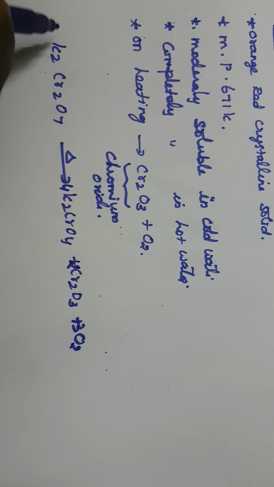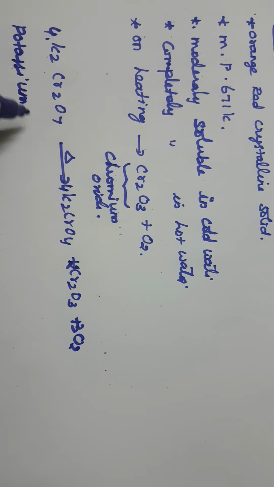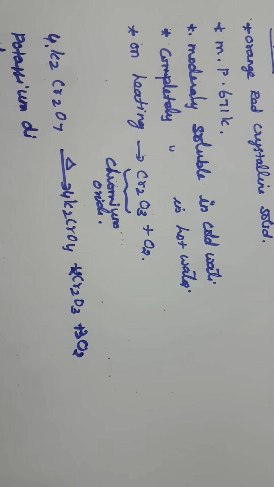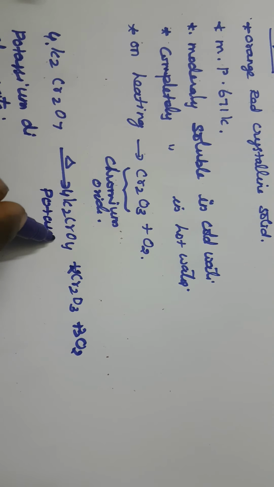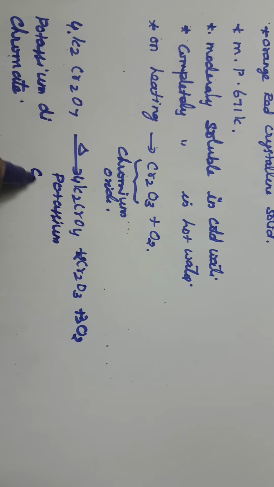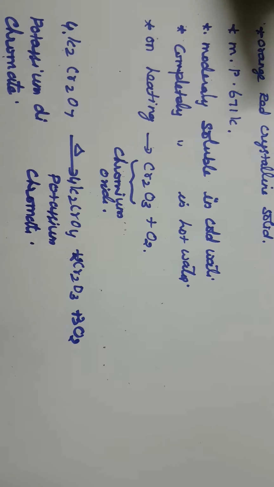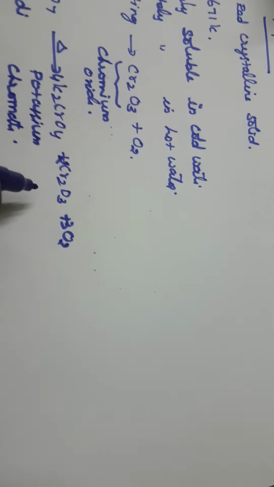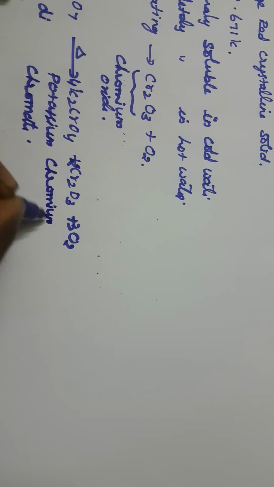So here, potassium dichromate, this is potassium chromate, and this is chromium oxide. Okay, so this is the another one.